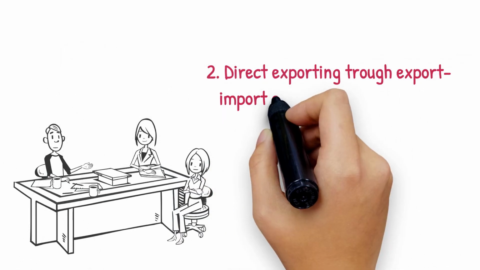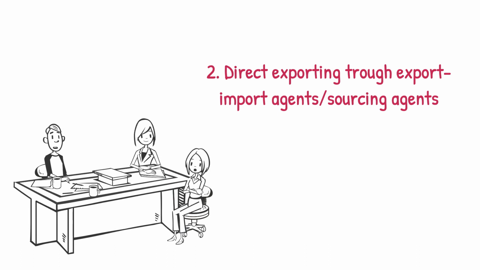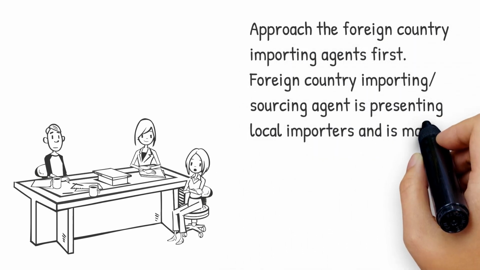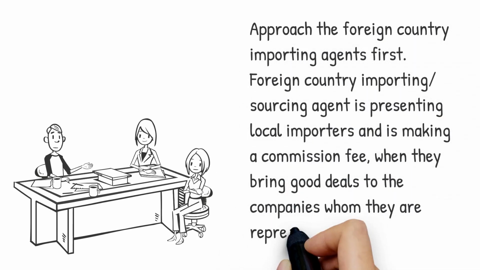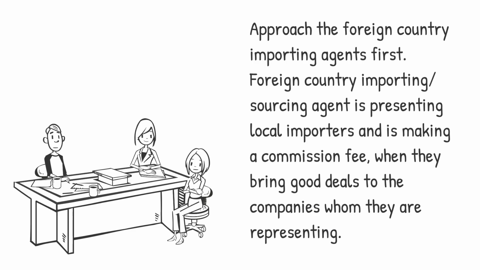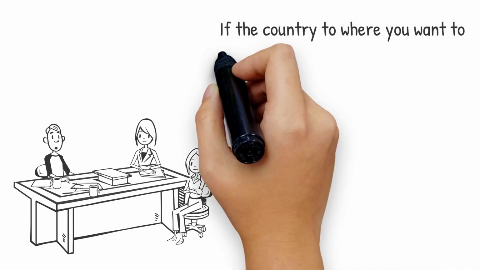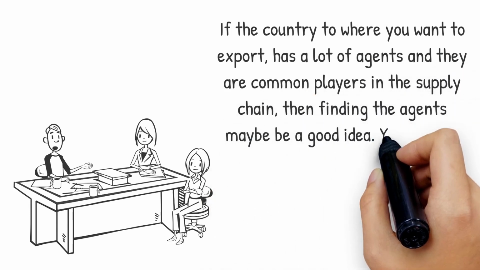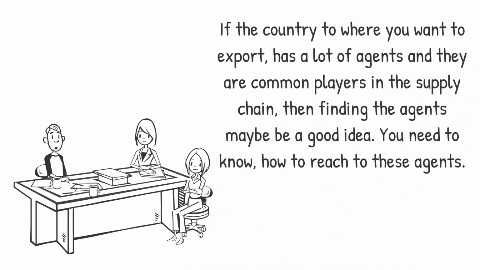2. Direct exporting through export-import agents, sourcing agents. As a direct exporter, you will approach the foreign country importing agents first. A foreign country importing sourcing agent is presenting local importers and making a commission fee when they bring good deals to the companies whom they are representing. If the country to where you want to export has a lot of agents and they are common players in the supply chain, then finding the agents may be a good idea. You need to know how to reach these agents.